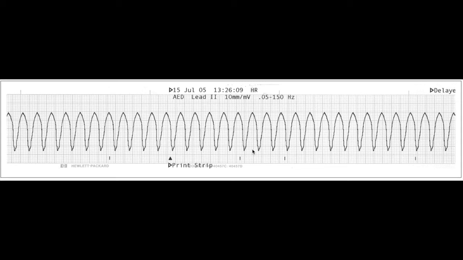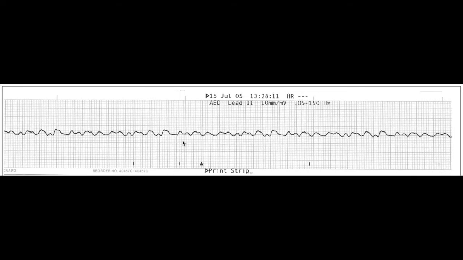So let's just say this is one big box here, and so that's 5 little boxes, 6, 7, about 8 little boxes. So 1500 divided by 8 is 187.5. So let's just say this rhythm is approximately 190 beats per minute. So we can't see any P waves here. There's no PR interval, but these are actually QRS complexes, and they're wide and bizarre looking. So our interpretation of this rhythm would be ventricular tachycardia.